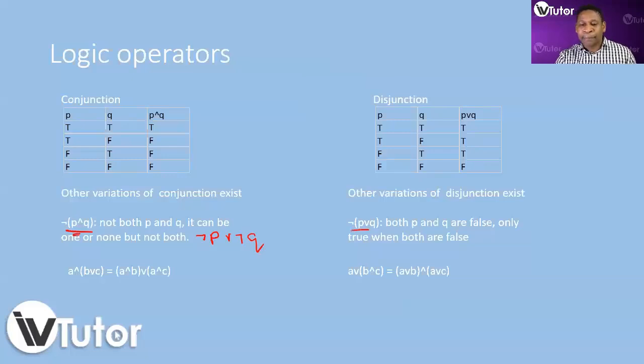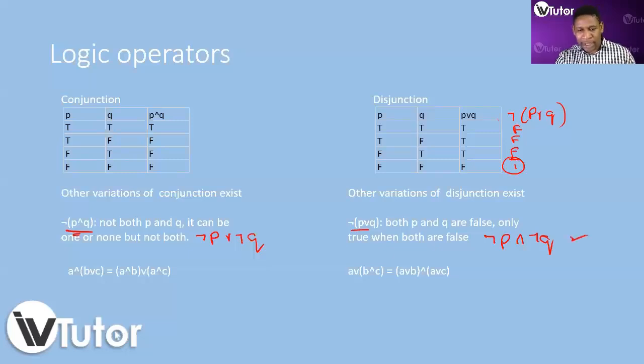This one says both P and Q are false, right? Only true when they are both false. So this is equivalent to not P and not Q. Because you see that P or Q is that, so the negation of P or Q is simply to say we want to find if this is true, the negation of true is false, false, false, true. So it is only going to be true when both of them are false.